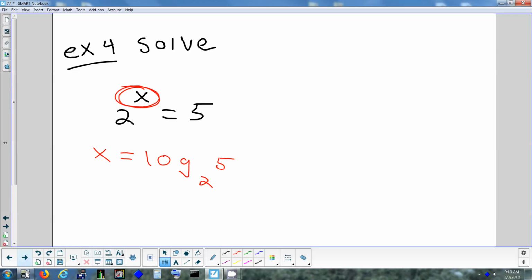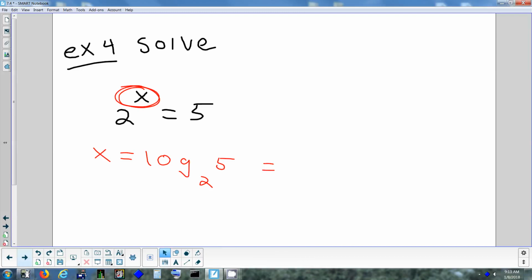Now, what's the problem with that base? Why can't I just type that in easily? It's not 10 or e. So somehow we have to rewrite that so we can type it in. Okay, and we reviewed that in the homework.